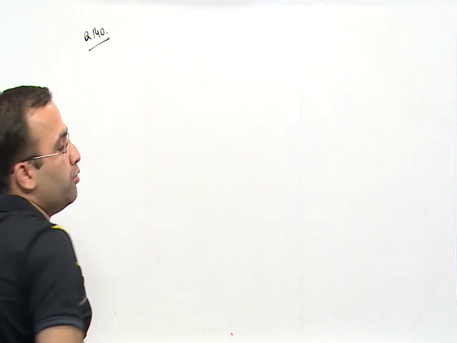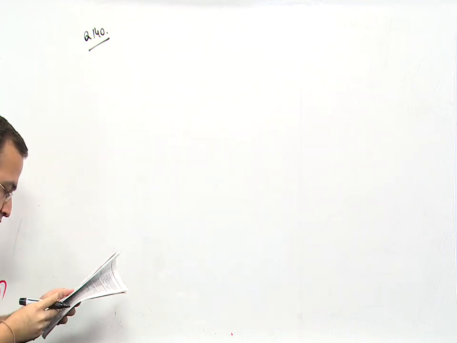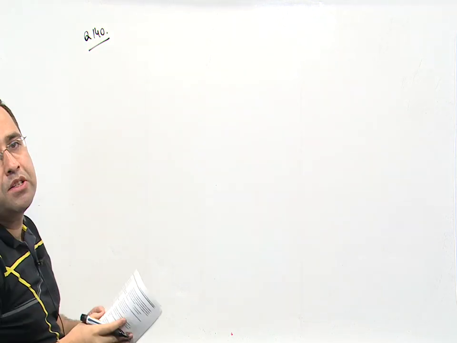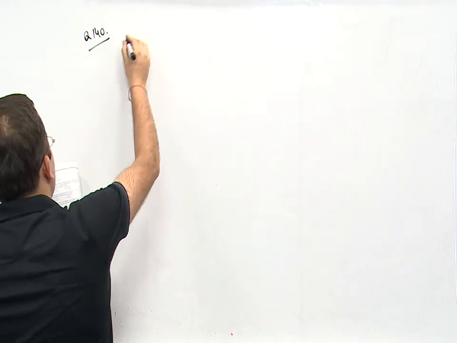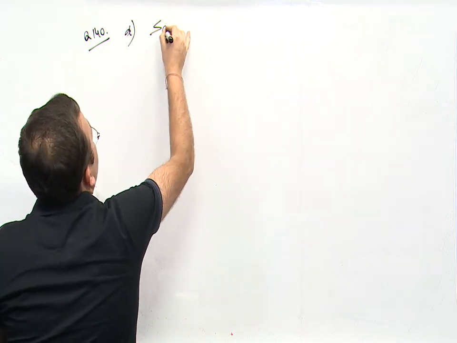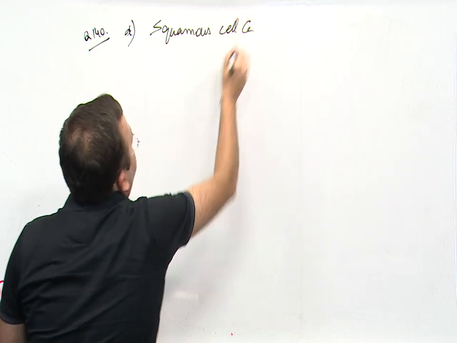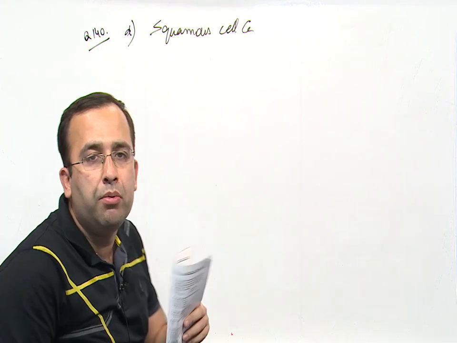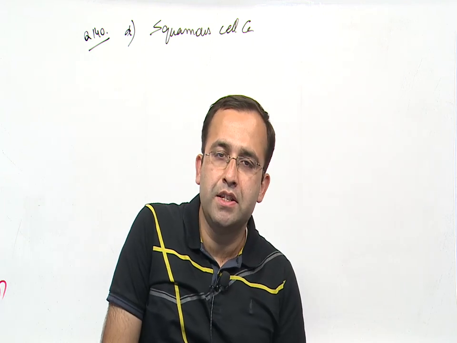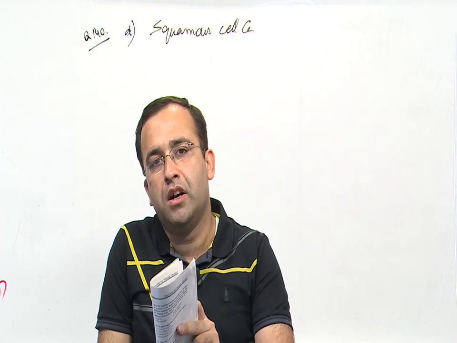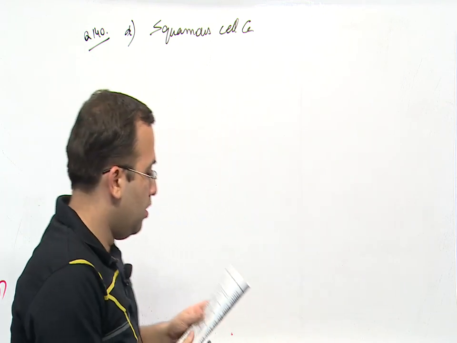Question 140. In which of the following metaplasia, dysplasia, carcinoma: squamous cell carcinoma. Only in squamous cell carcinoma do we first have metaplasia, because of smoking or vitamin A deficiency, which progresses to dysplasia, which in turn goes to carcinoma.